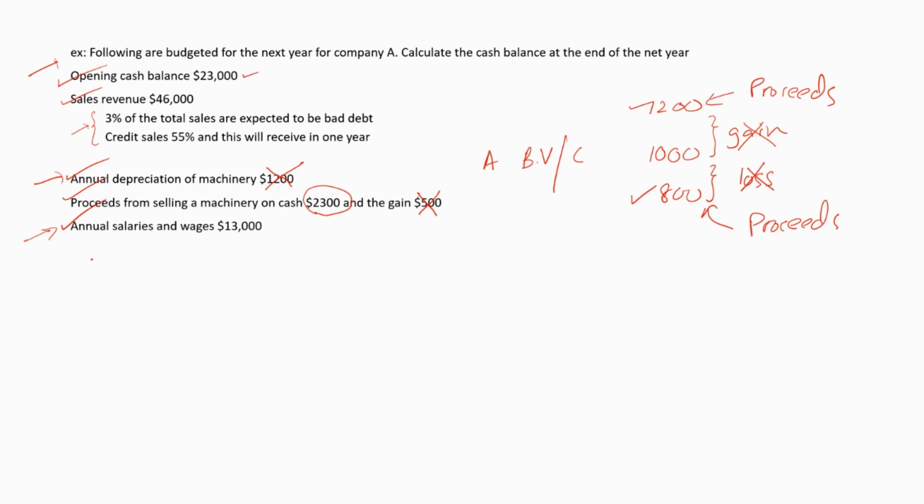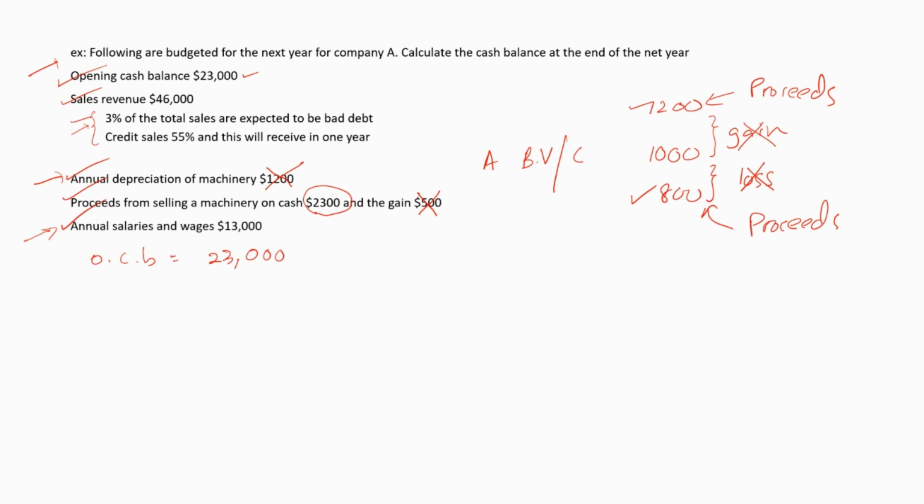We can start from the opening cash balance. So the opening cash balance is 23,000. This is a positive value because this is a reserve of cash. Then there is the sales revenue, 46,000.